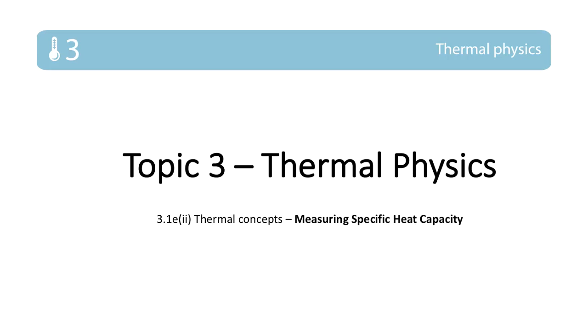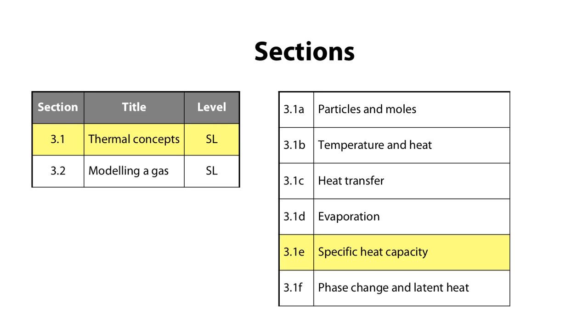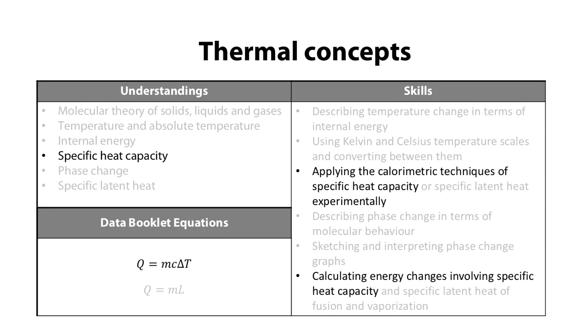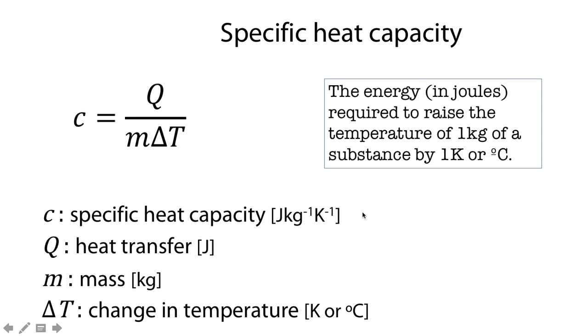Okay, so following straight on from the previous podcast on specific heat capacity, this is basically a continuation looking specifically at measuring specific heat capacity. So applying the calorimetric techniques of specific heat capacity experimentally. In other words, how can we use this equation, Q equals mcΔT, or rearrange C equals Q over mΔT, in order to determine the specific heat capacity of a substance.